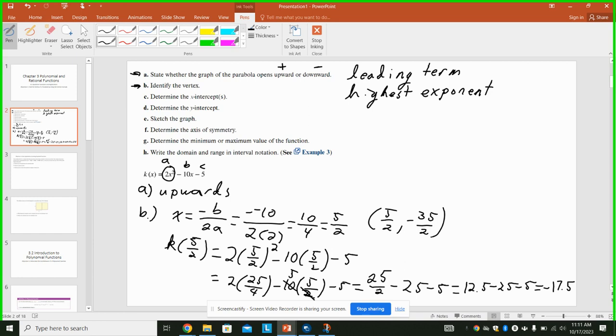Okay. All right, let's see if I can change colors. Part C says determine the x-intercepts. What do I do for that?